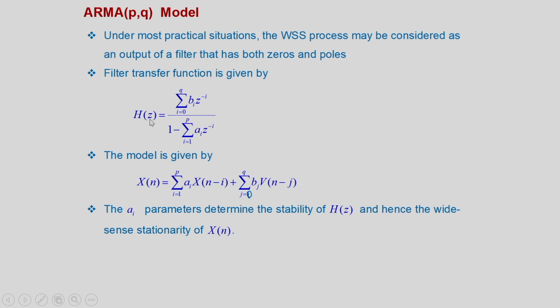That filter H(z) has both poles and zeros, and stability is determined by the poles only. Therefore, the a_i parameters determine the stability of H(z), and hence the wide sense stationarity of x[n]. So, x[n] will be WSS under certain conditions on the a_i's.